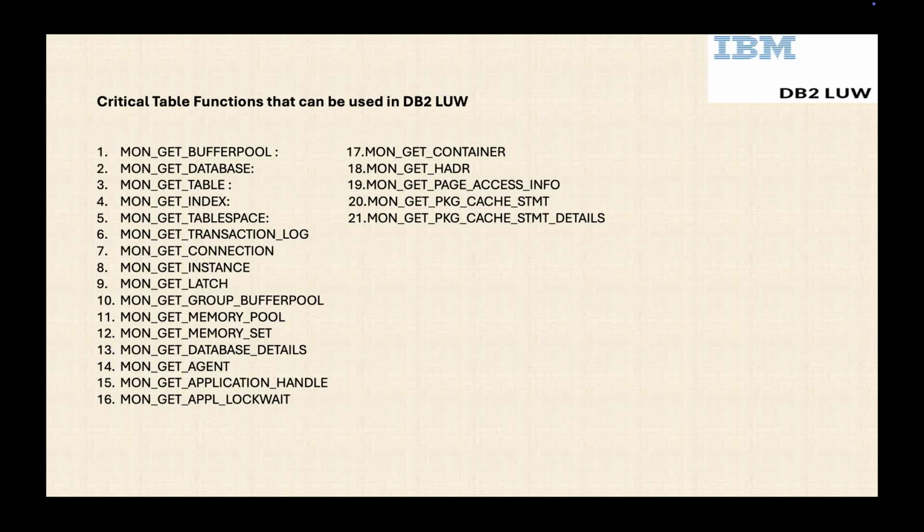And if you want to go for the HADR part to check on the primary, standby, multiple standbys, whatever the HADR in depth, go for MonGet HADR. Then if you want to concentrate on the page related stuff in the architecture, use MonGet page access info. Then the last two are, as I said, MonGet package cache. As I explained in MonReport package cache, the same thing we do here, but it's in a table function. Now, one by one, let me show how to query through these MonGet functions and see the output.